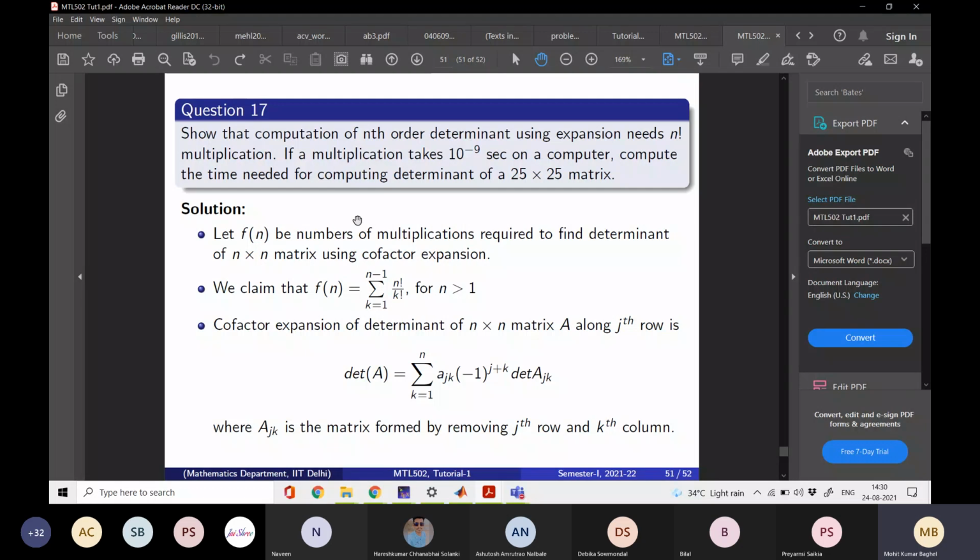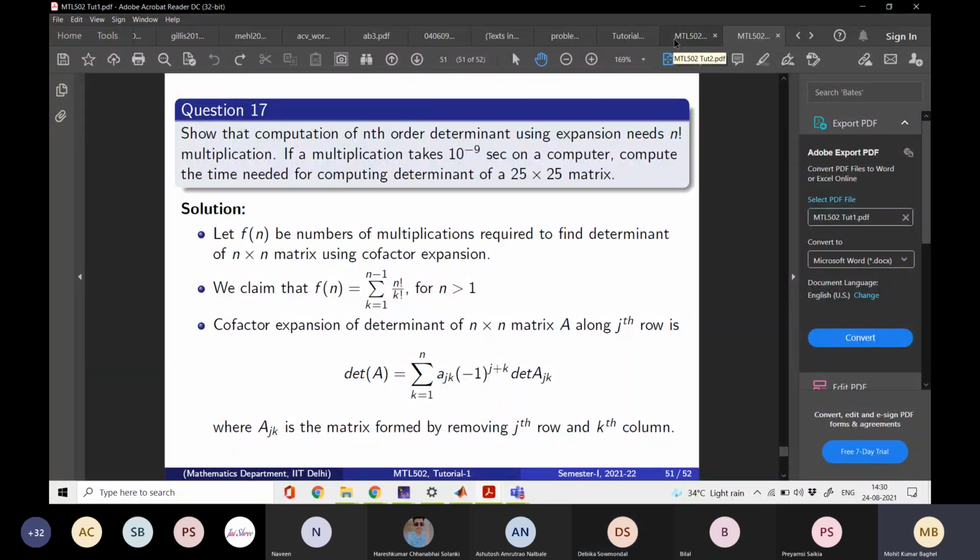See, the determinant is a nice function, but it is also very expensive. Sir, here fn is the number of multiplications to find the determinant of an n by n matrix. When is fn greater than n factorial? Okay, you are asking when it is greater than n factorial.